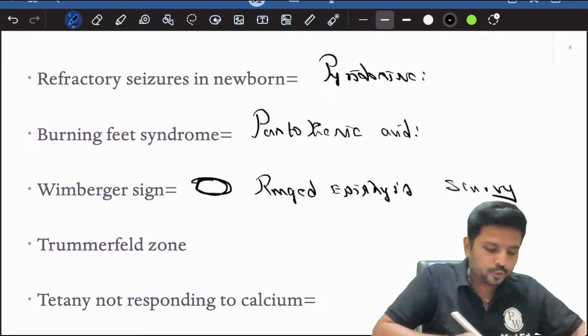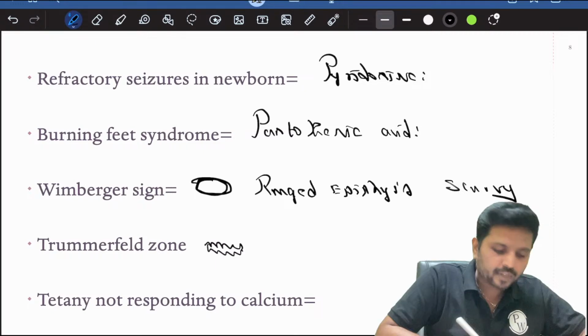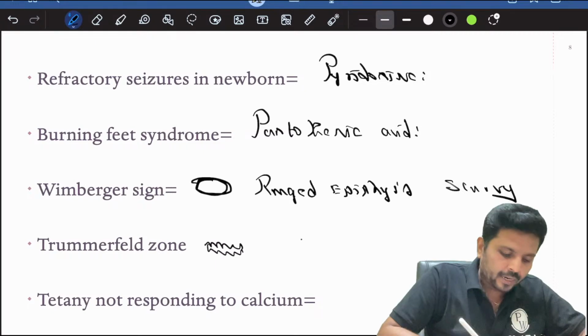Trummerfeld zone. What is Trummerfeld zone? A zone of rarefaction in the metaphysis, which occurs in scurvy.